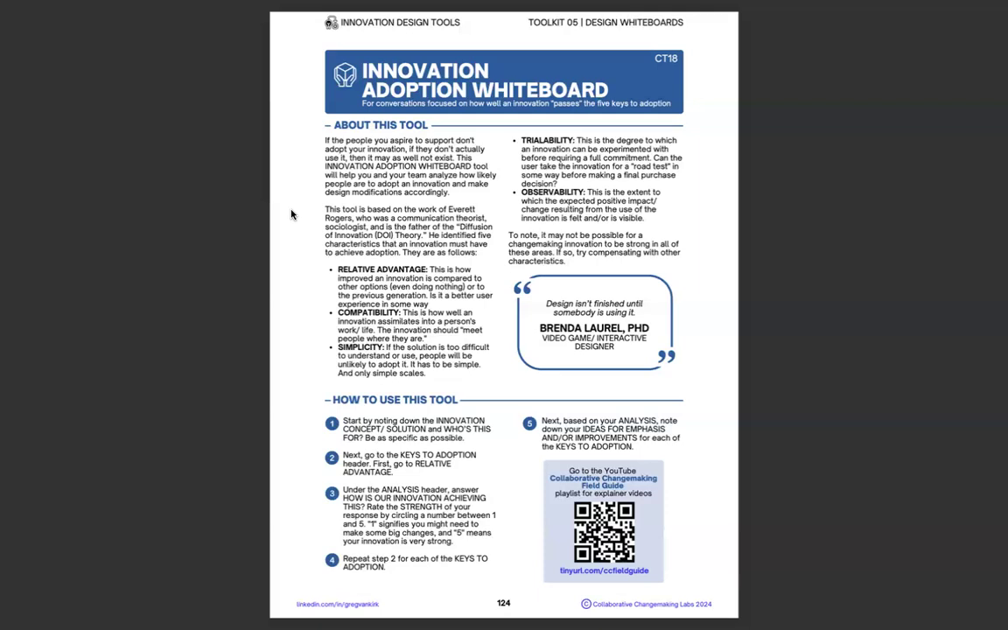Trialability. This is the degree to which an innovation can be experimented with before requiring a full commitment. Can the user take the innovation for a quote unquote road test in some way before making a final purchase decision? Right? Can you, so to speak, sort of date before you get married? Or one way even is if you see other people using it, right? That's a way to sort of test it out or borrow something and use it from someone. So a lot of creative ways to come up with trialability.